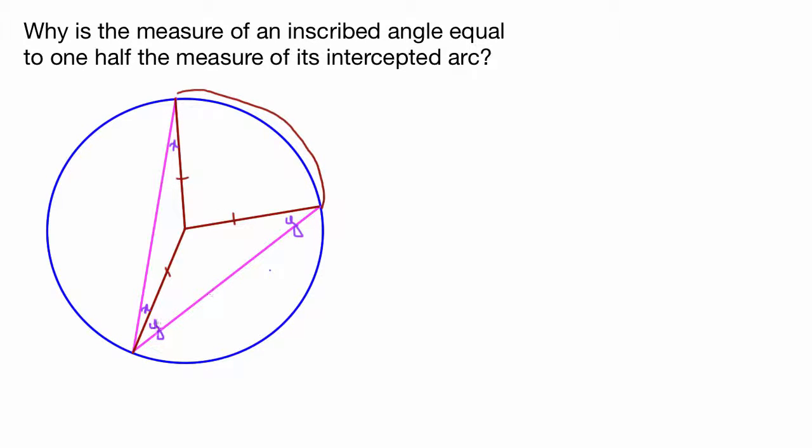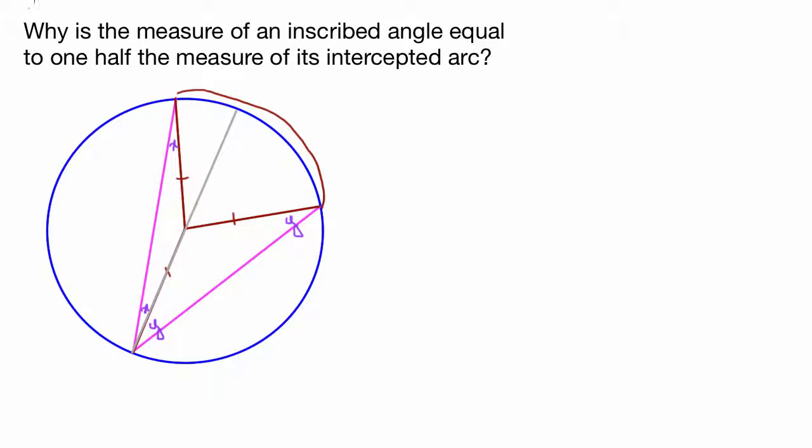Now you might be saying, well, how are these measures going to help me figure out that measure? Well, what if I drew a diameter? I want you to watch this. I'm going to draw a diameter from the inscribed angle to the other side. As you can see, it's got to go through the center of the circle. It's going to be a diameter.